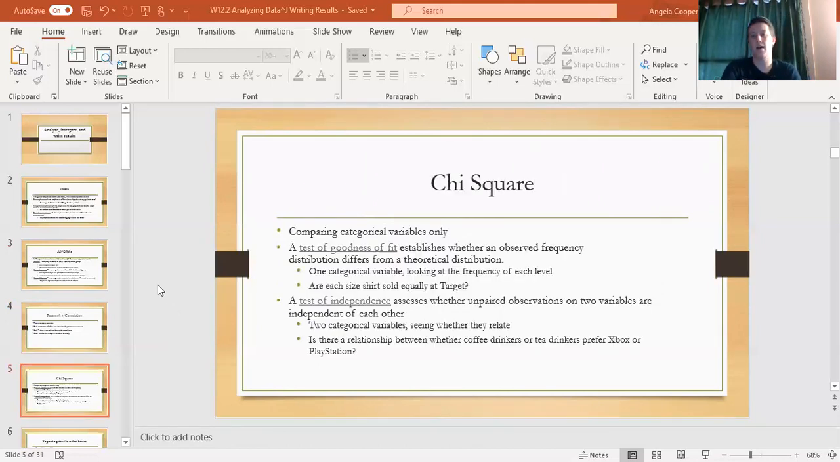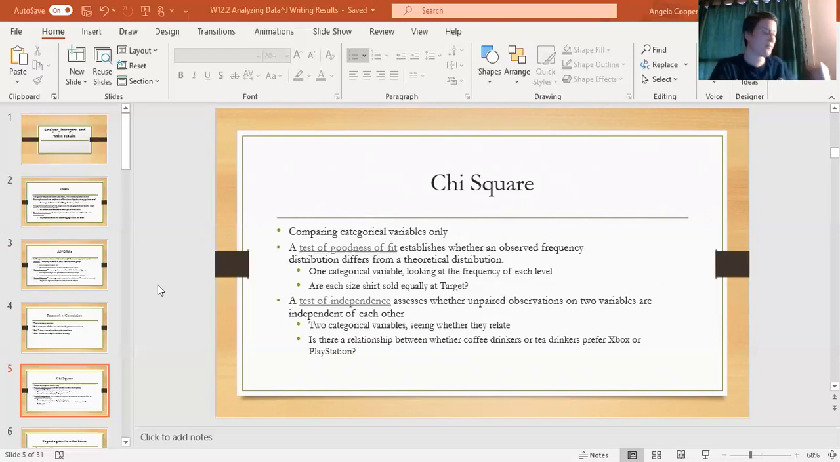So we've talked about t-tests and ANOVA, which have categorical independent variables, where t-tests have two conditions, ANOVA has three. Excuse me. We've talked about Pearson's R, which has two continuous or quantitative variables.